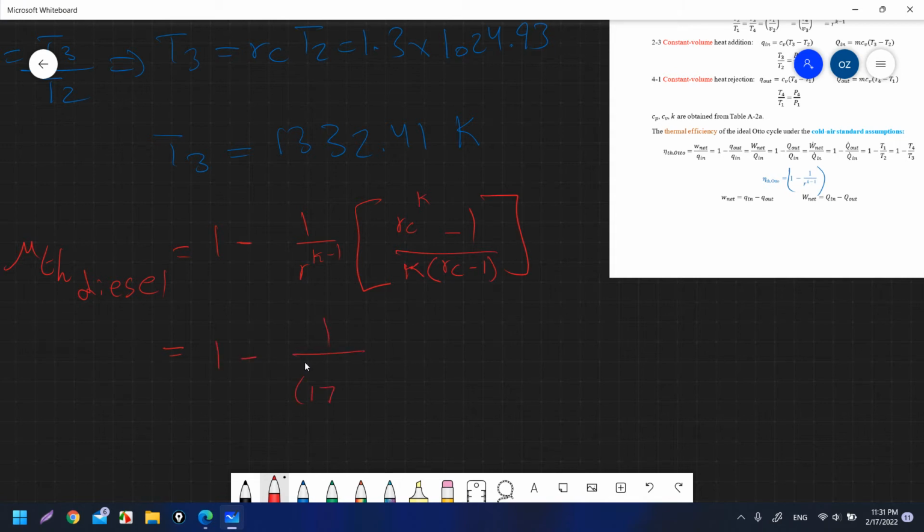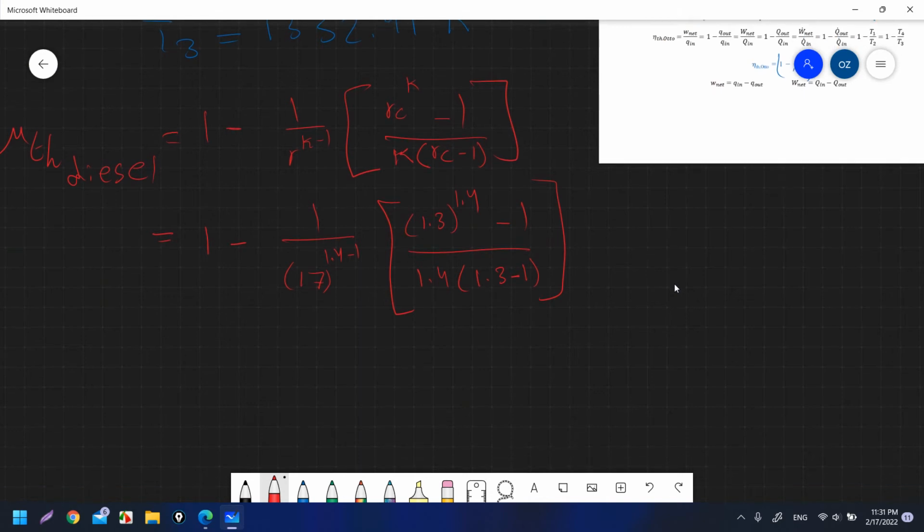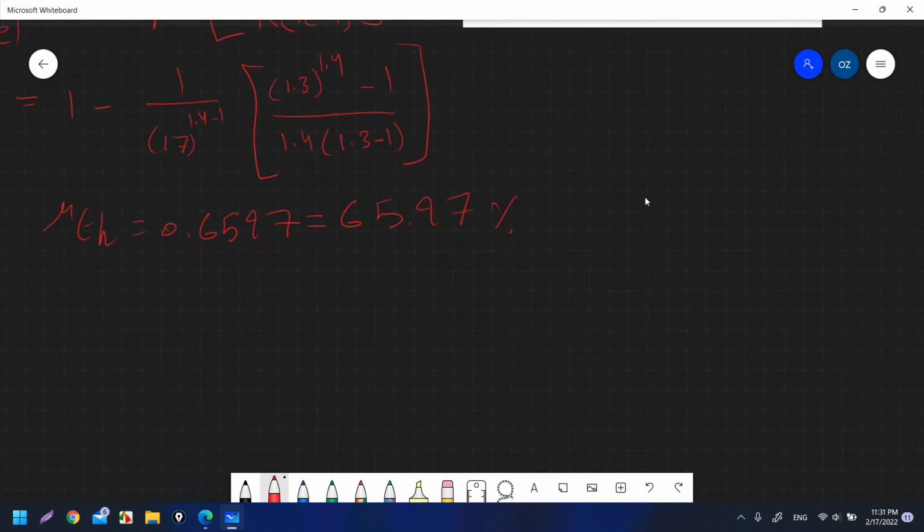The thermal efficiency is equal to 1 minus 1 over 17 to the power 1.4 minus 1. Put the same bracket: I'm using 1.3 to the power k, which is 1.4 minus 1 over 1.4, and 1.3 is the cutoff ratio, minus 1. This will give you that the thermal efficiency for diesel is equal to 0.6597, which is 65.97%.